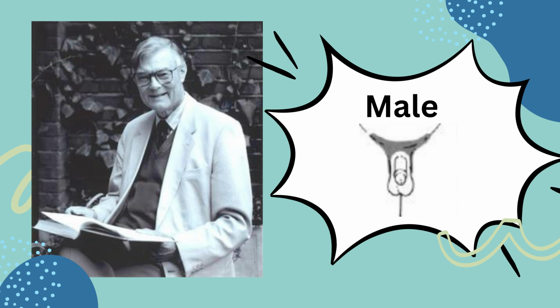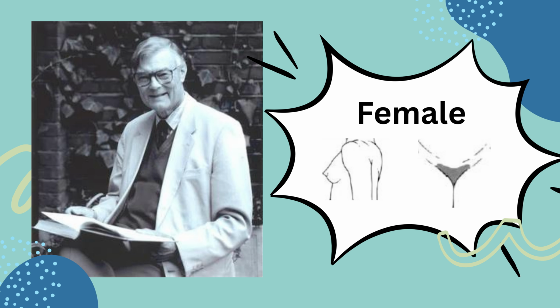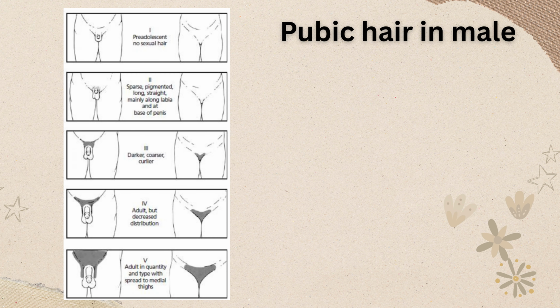In boys, males, genital development, testes, scrotum, penis, and pubic hair growth. In girls, females, breast development and pubic hair growth. The stages in male pubic hair development are below.